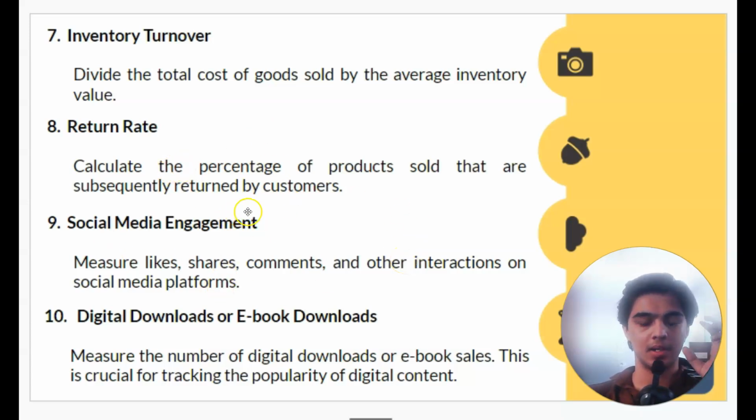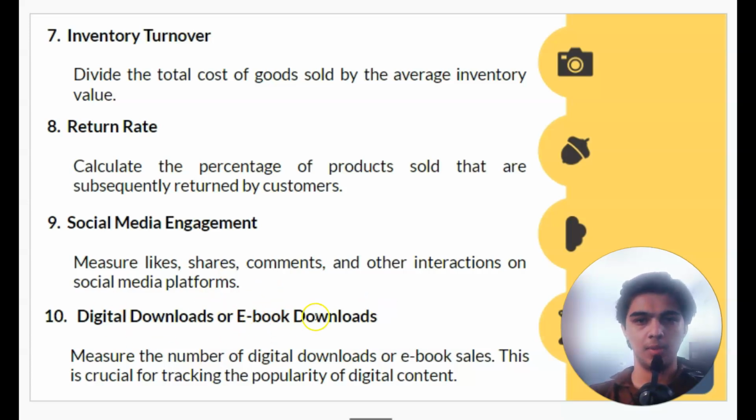Social media engagement. This indicator will measure the social media engagement, like how many likes you are getting on your Instagram channel or Facebook channel from your publication channel, and the shares, the comments that people made on your post, and some other interactions on social media platforms.